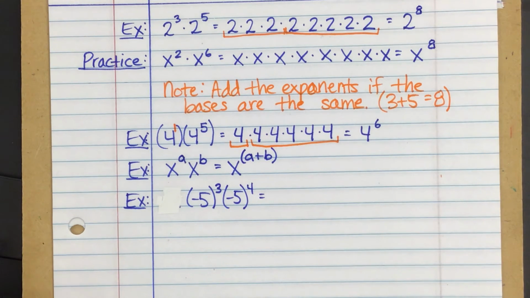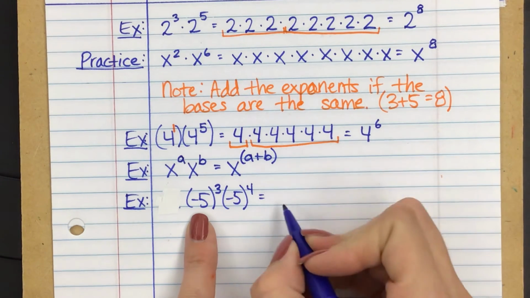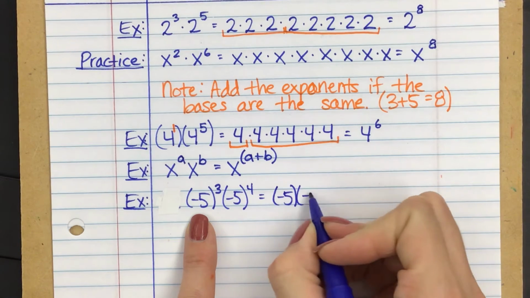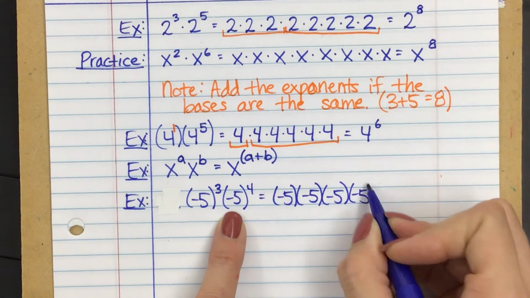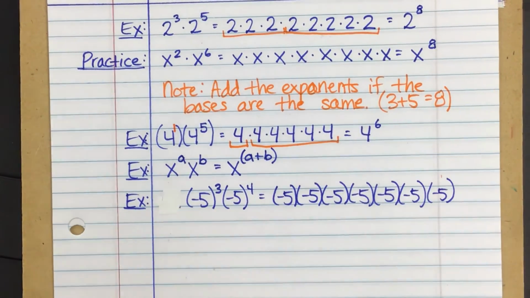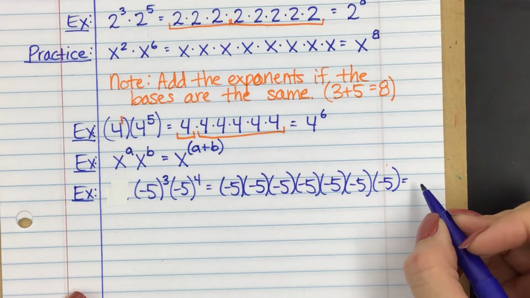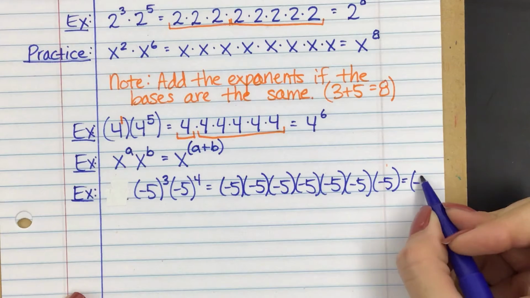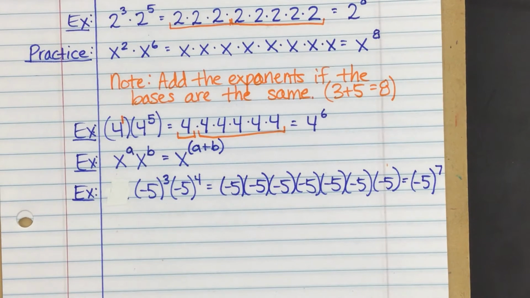Now, for the sake of just seeing what it looks like, I'm going to write this in expanded notation for you. When this whole thing is in parentheses, the whole thing is repeating. So this is going to be negative 5 times negative 5 times negative 5. And then this one, 1, 2, 3, 4. So what's the power on this going to be? 7. And we need to make sure that our base looks exactly like these bases, because that whole thing, negative 5, is repeating.